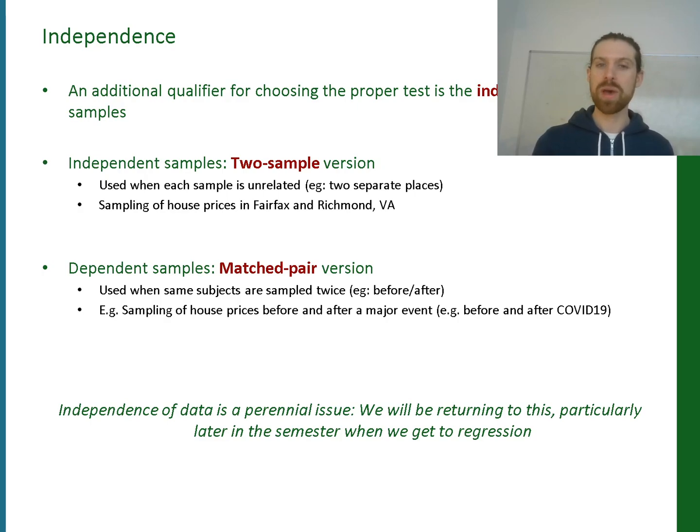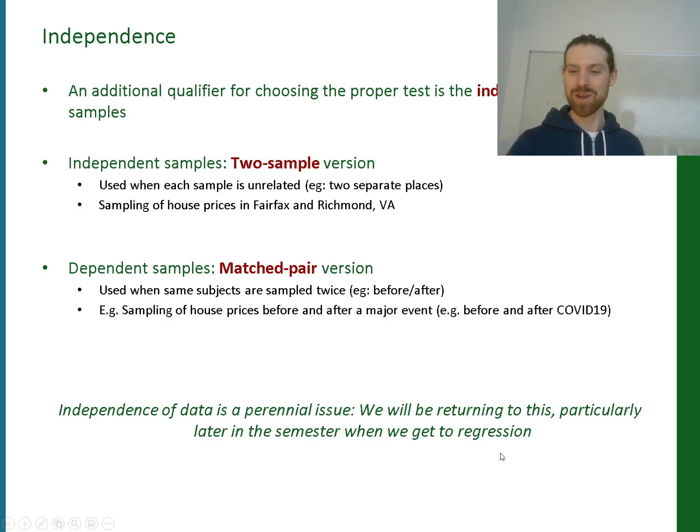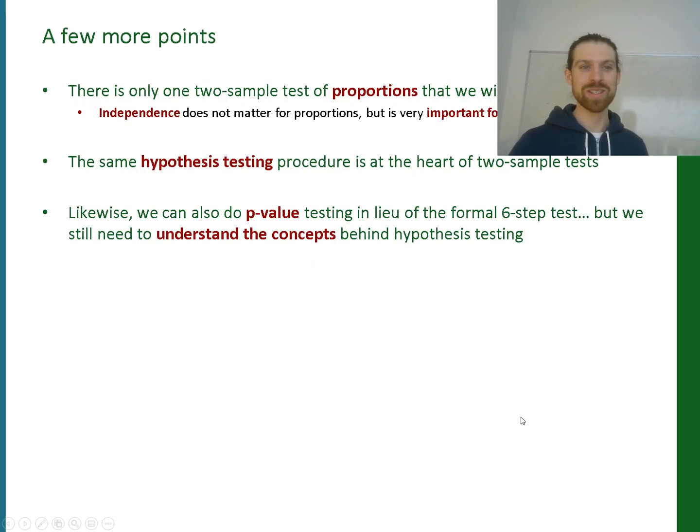So when we say matched pair, that means the same entities are being sampled, in this case, twice. Okay, so it's very good for testing an intervention and seeing whether that intervention has actually worked or not. And then I just make the point at the bottom that independence of data is a perennial issue in the spatial sciences. Yes, I think that's a good way to put it.